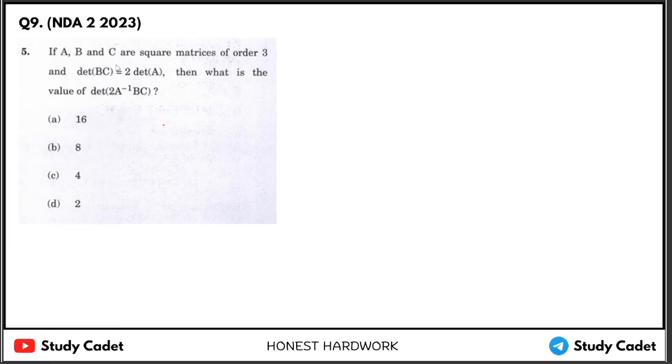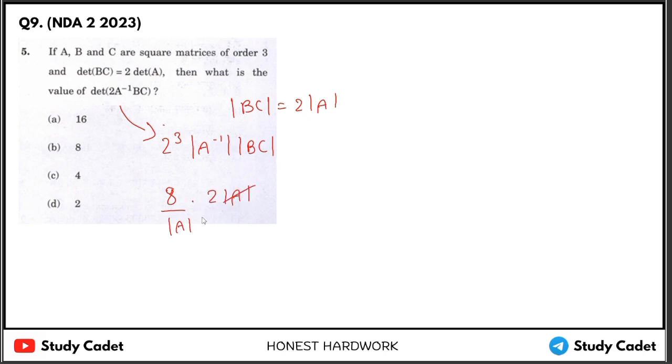A, B, C are square matrices of order 3 with determinants given, then what is the value of the determinant? Determinant of BC is equal to 2 determinant of A, and since the order is 3, it will be 2 cube times determinant of A inverse BC. So 8 upon determinant A, BC is 2 determinant A, so it is coming 16.